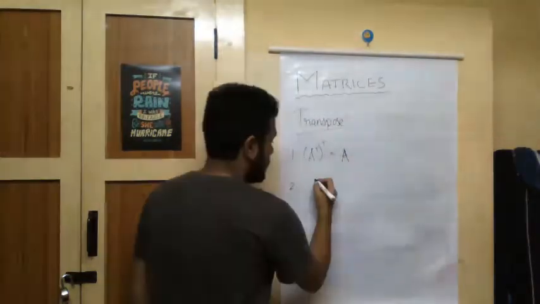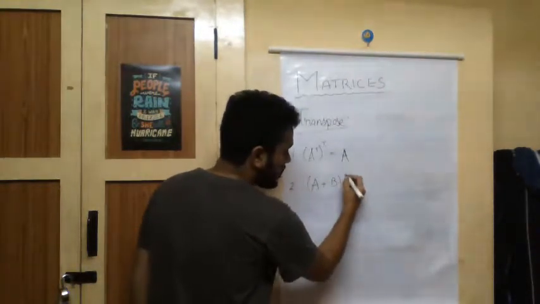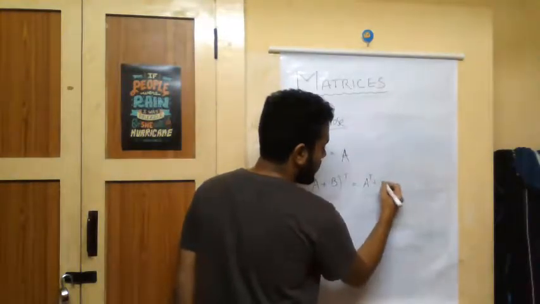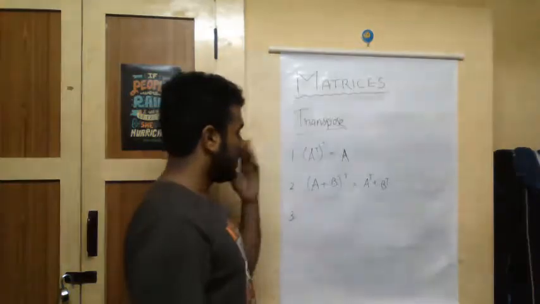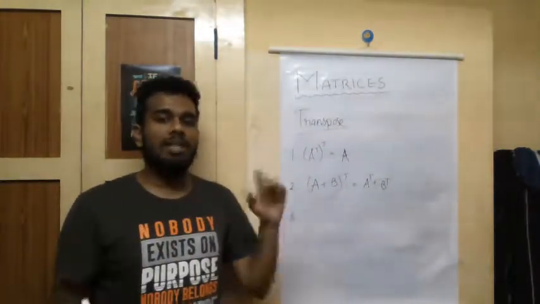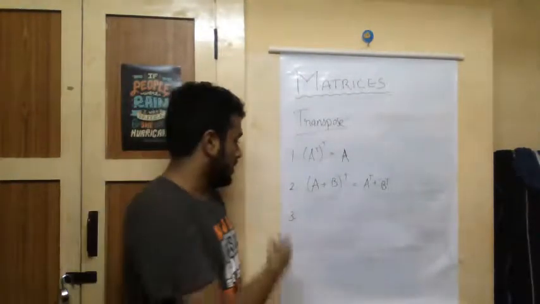And next one is the transpose of a sum. So (A + B) transpose is nothing but A transpose plus B transpose. That's very simple and straightforward, because whether we add two matrices and then change the rows and columns, or we change the rows and columns first and then add, it doesn't make a difference. It's the same thing.